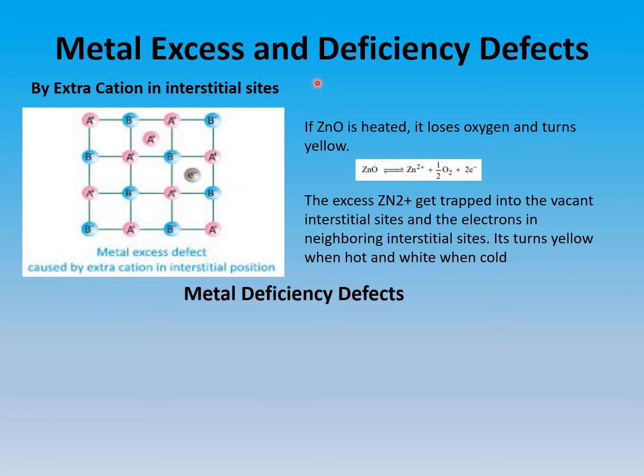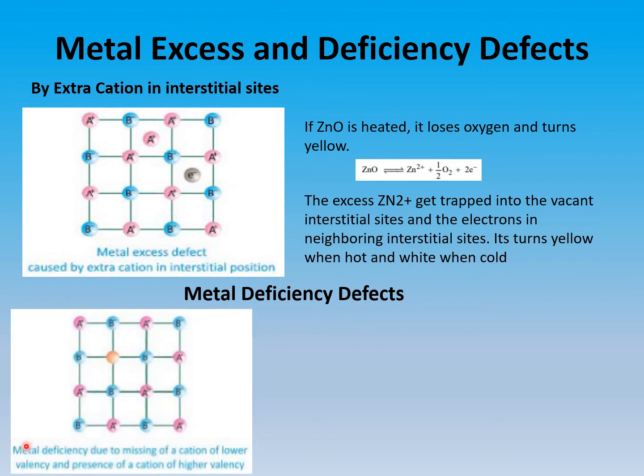The next one is metal deficiency defects. These two belong to the non-stoichiometric defects. In the metal deficiency defect, if you see here, the metal is not there, but instead of A+, here A2+ is there. A higher oxidation state, a higher valency metal, is there. Metal deficiency is due to a missing cation of lower valency and the presence of a cation of higher valency.